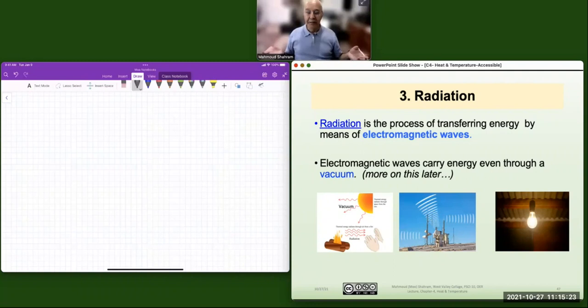Light can go through the vacuum. In convection and in conduction, you need the media. But in radiation, you don't need the media. That's why we get the sunlight and the heat from the sun coming to us millions of miles in the vacuum, in space. Electromagnetic wave, radiation, doesn't need the media. It can go through the vacuum.